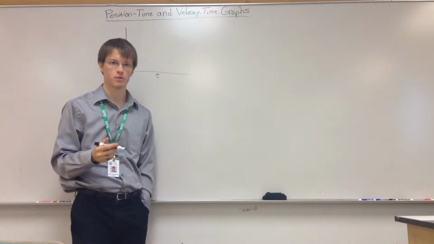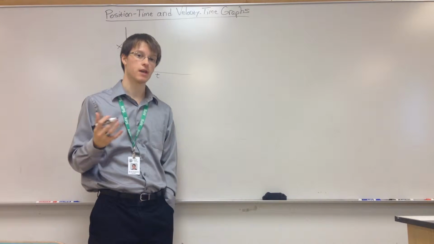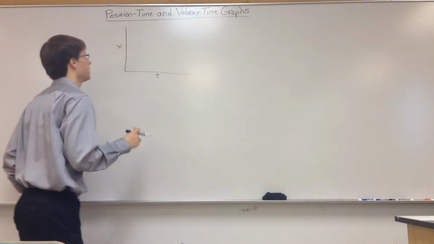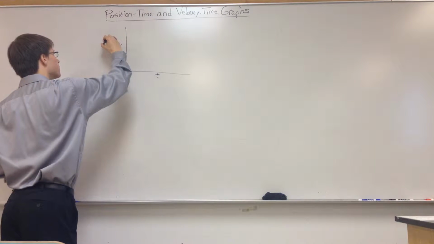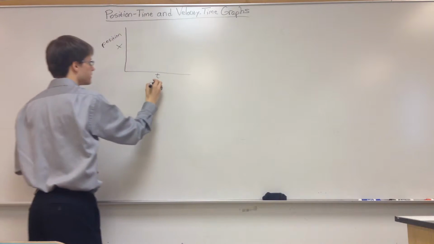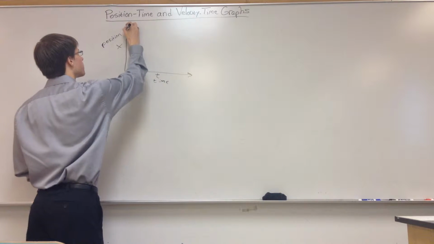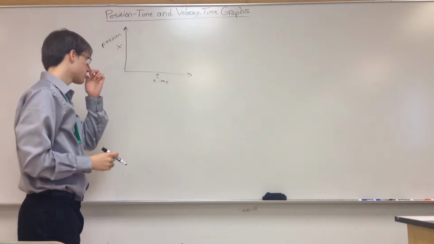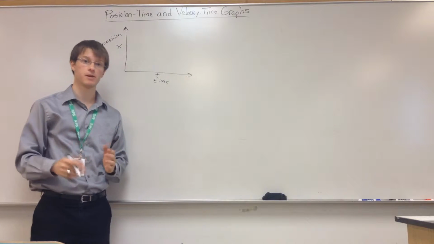When studying motion, one thing that's very useful for us to be able to do is draw and read position time graphs. So in a position time graph, position is on the y-axis over here, and we write that as x. And then time is on the x-axis over here. We're going to look at a few different examples of position time graphs and what they mean.